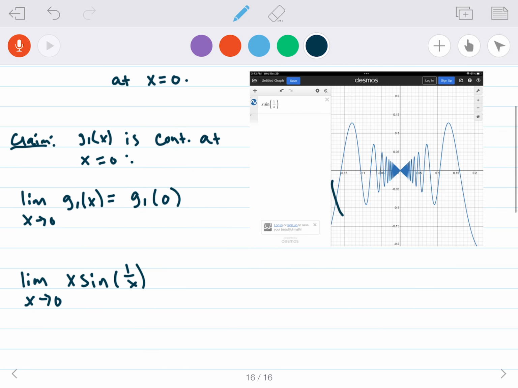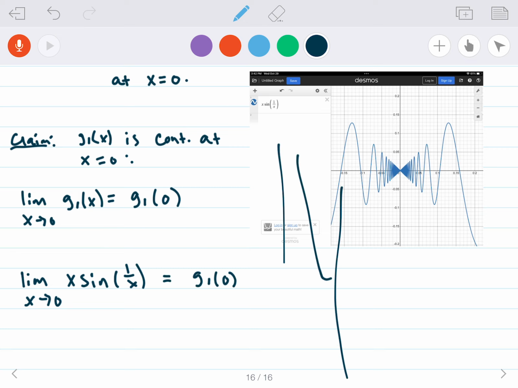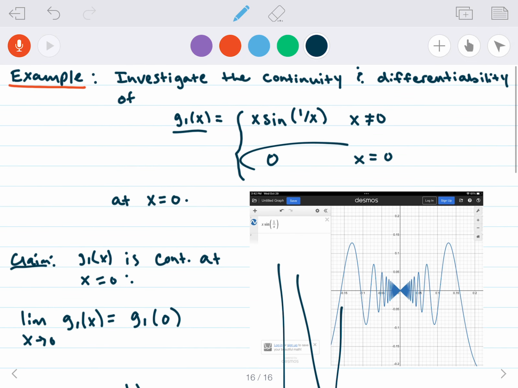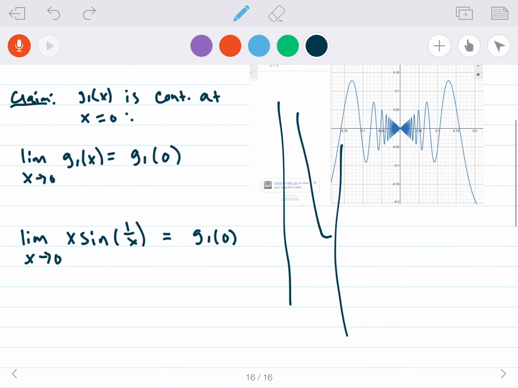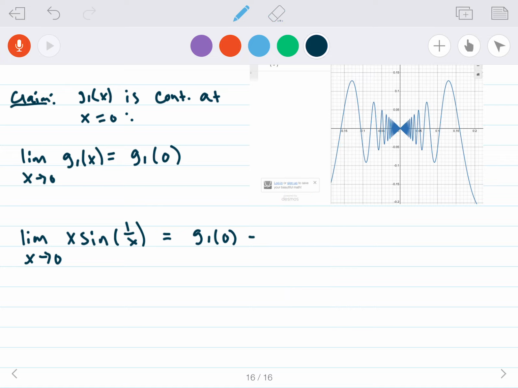Yeah, I think we have done this problem before, but I don't know, maybe you guys don't remember. Okay, so we're trying to show it's continuous, so we want to show this limit does exist, and indeed it equals g1 of 0, which happens to be 0. Okay, so we claim this is 0.